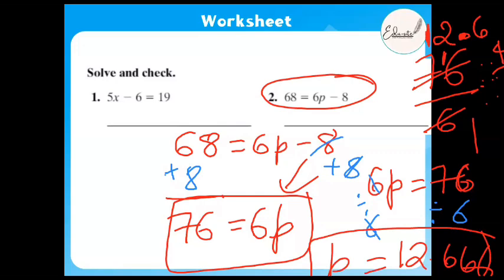12.666. Do you know how to divide? Yeah, I know how to divide a little bit. It's okay. 76 divided by 6. If you divide, you will get 12.666 as an answer.